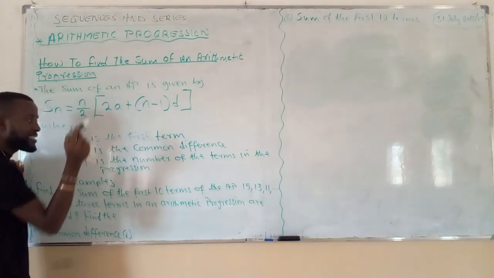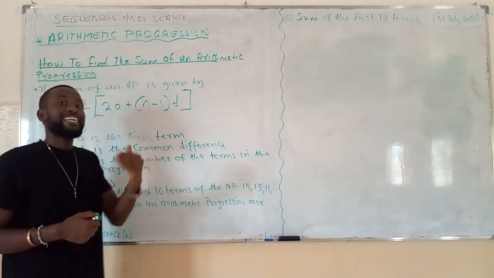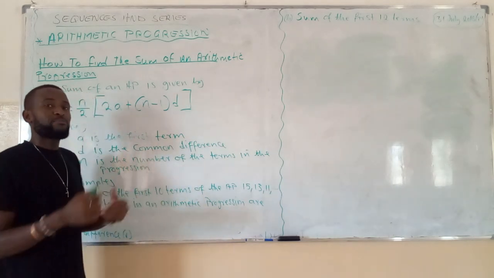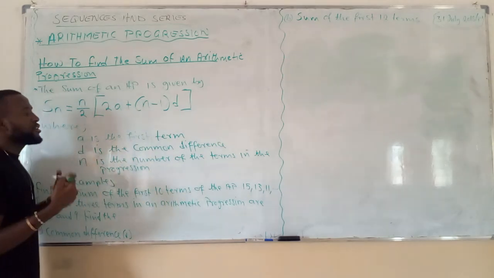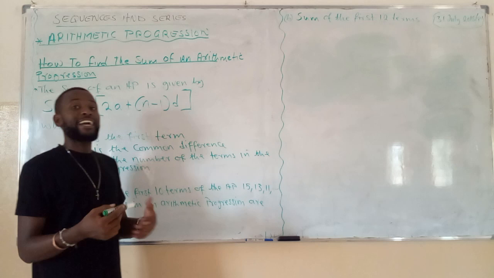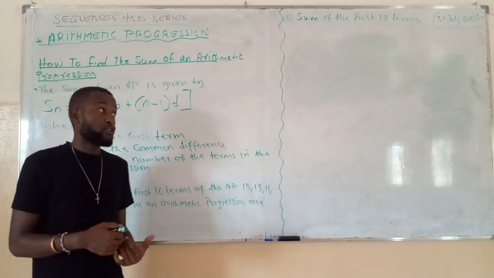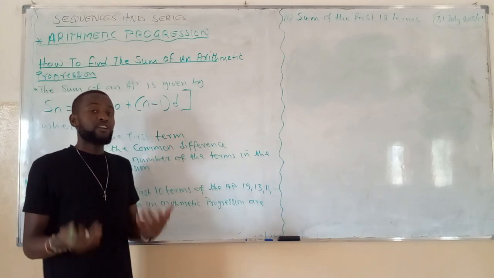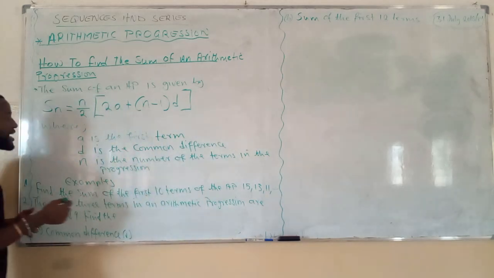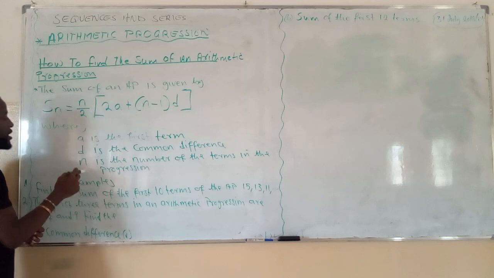a is the first term, so the first term in a given sequence. d is the common difference. So you need to know how to find the common difference. If you don't know how to find the common difference, then you cannot answer any of these questions because you will be stranded. So watch the previous video to understand how to find the common difference.